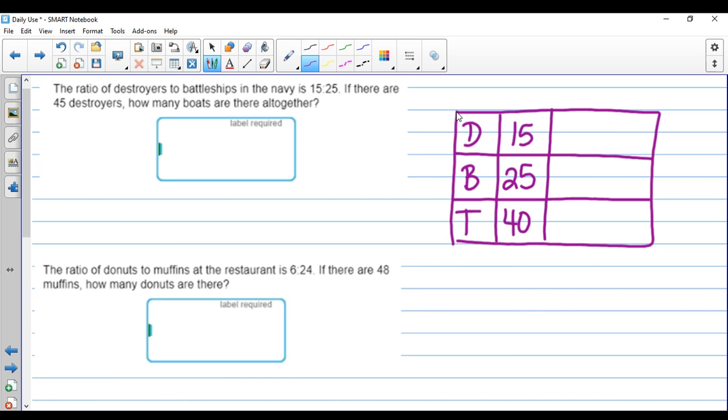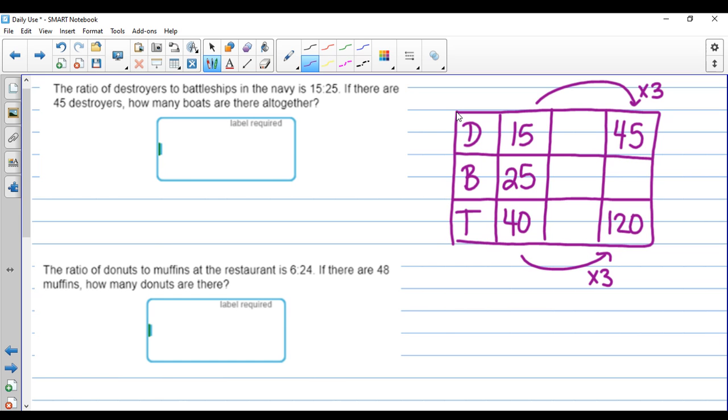Then the other information that I have is that there are 45 destroyers. So I'm going to put 45 here. Now I have two choices. I can see, does 15 go into 45 evenly? Can I take 15 times something and get 45? And I can. I can do 15 times 3 to get 45. So in this example, I can just do 15 times 3 equals 45. So 40 times 3 equals 120.